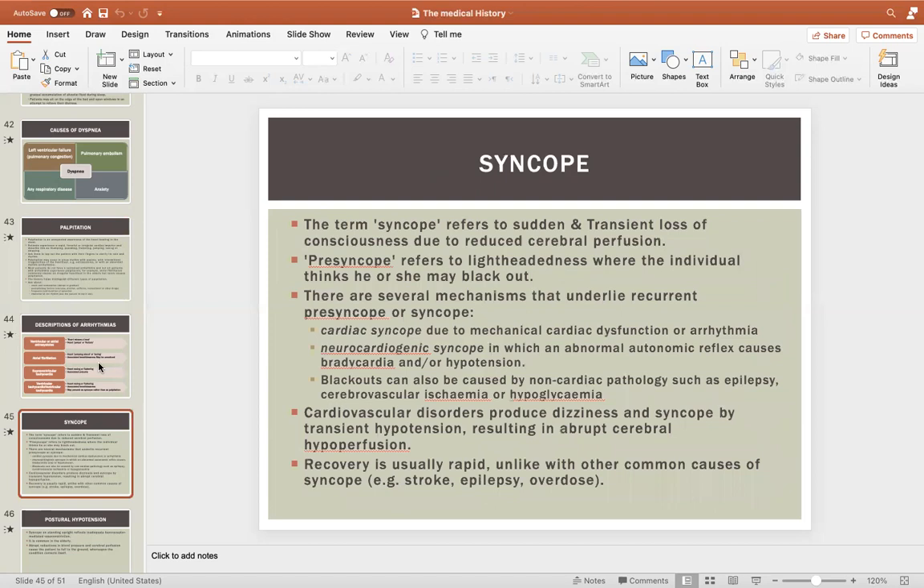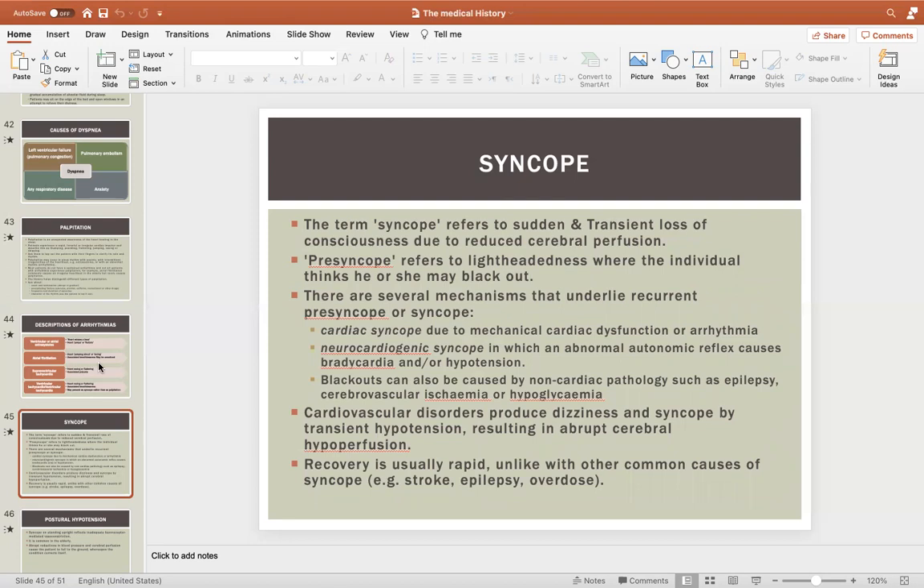Syncope refers to sudden and transient loss of consciousness due to reduced cerebral perfusion. So it is sudden and transient, not permanent loss of consciousness. Presyncope refers to lightheadedness where the individual thinks he or she may black out.